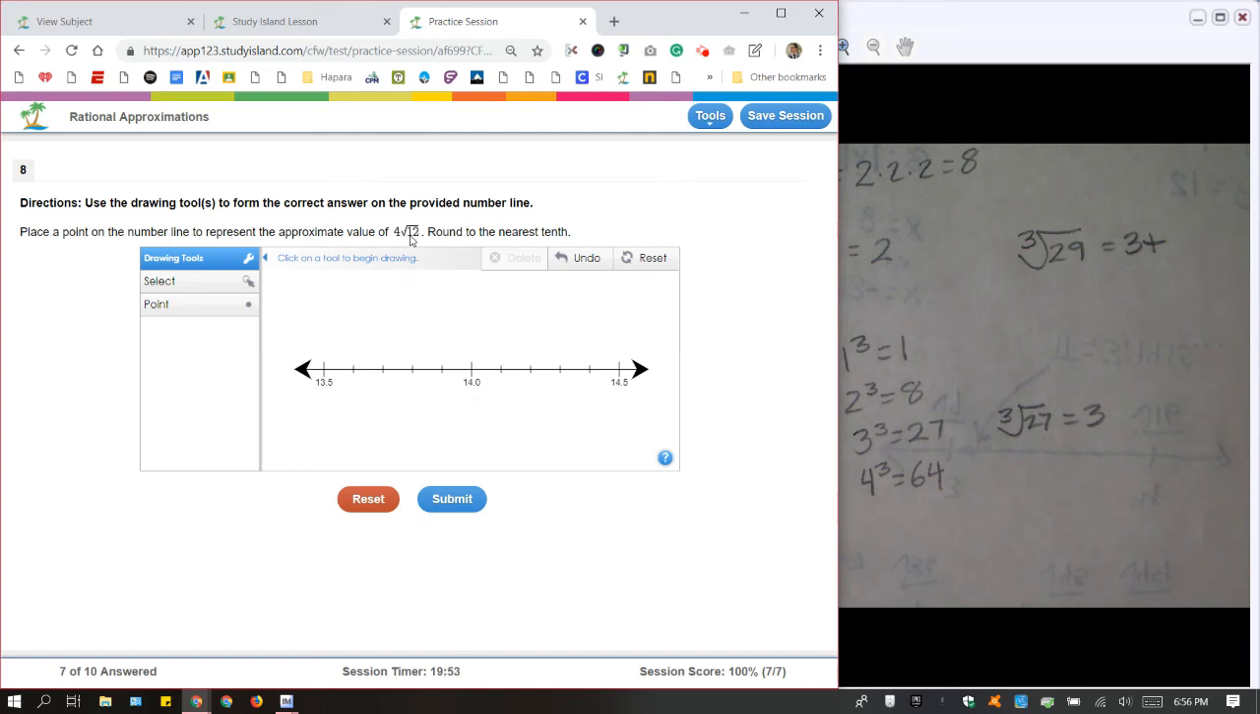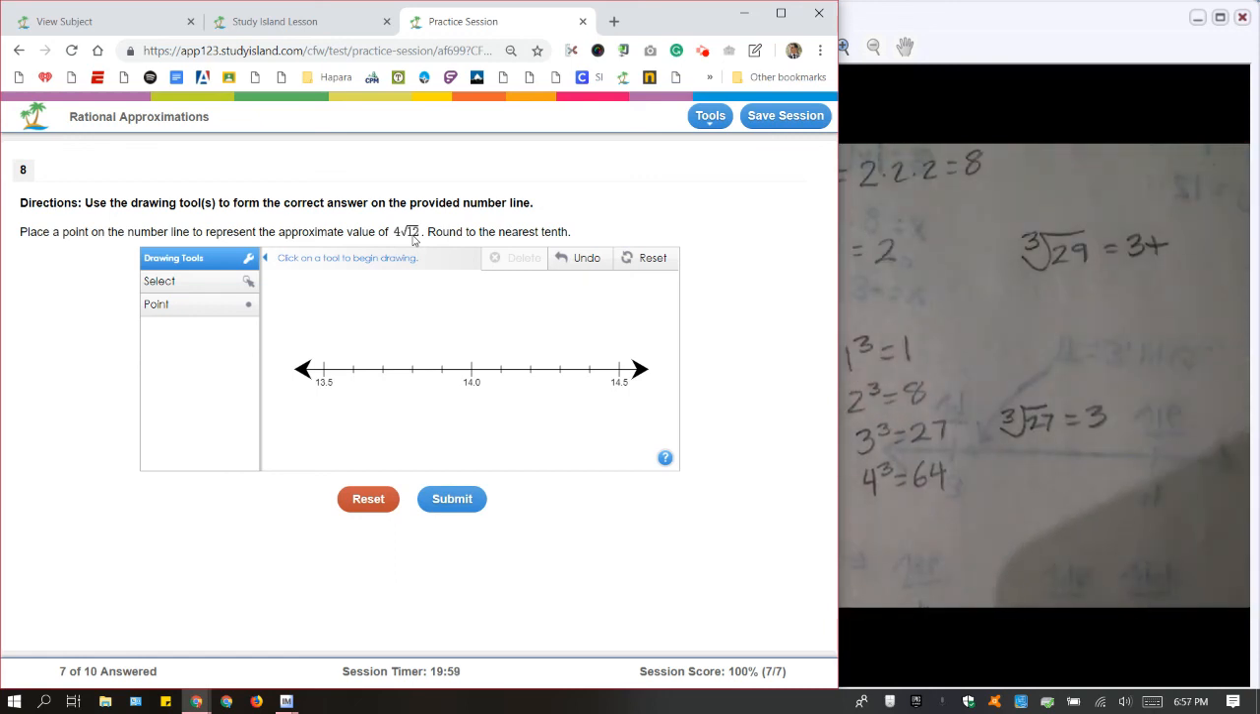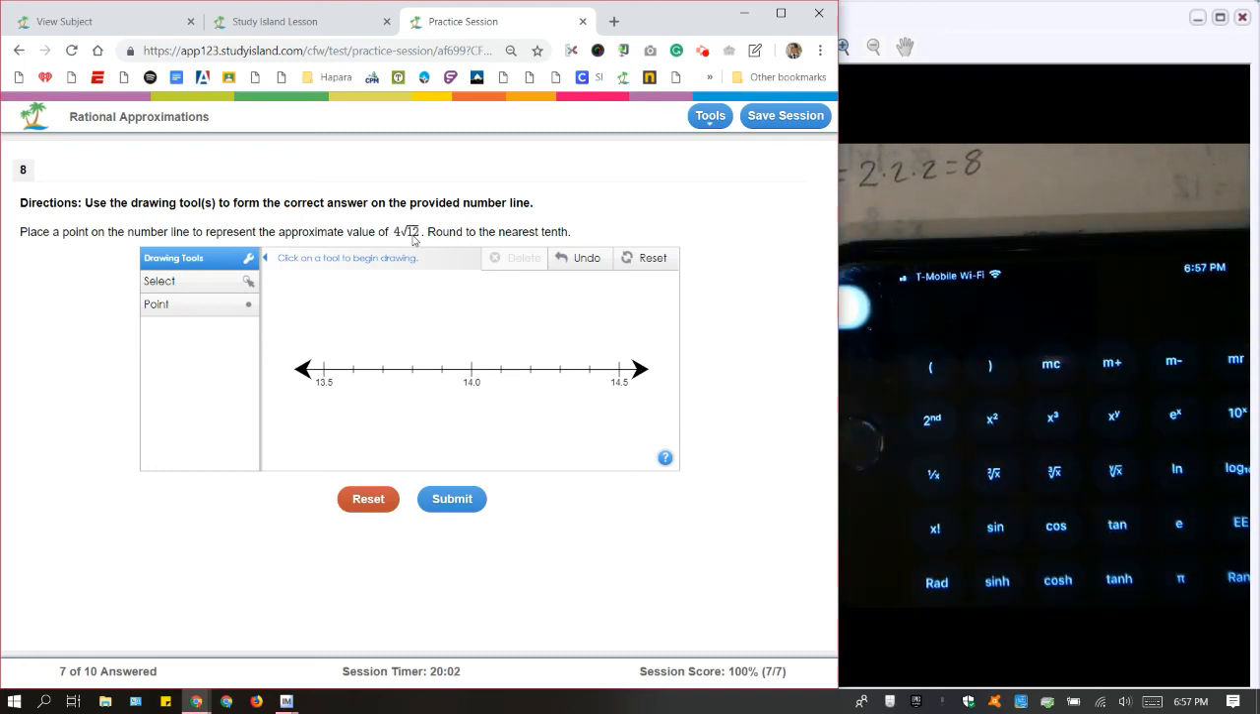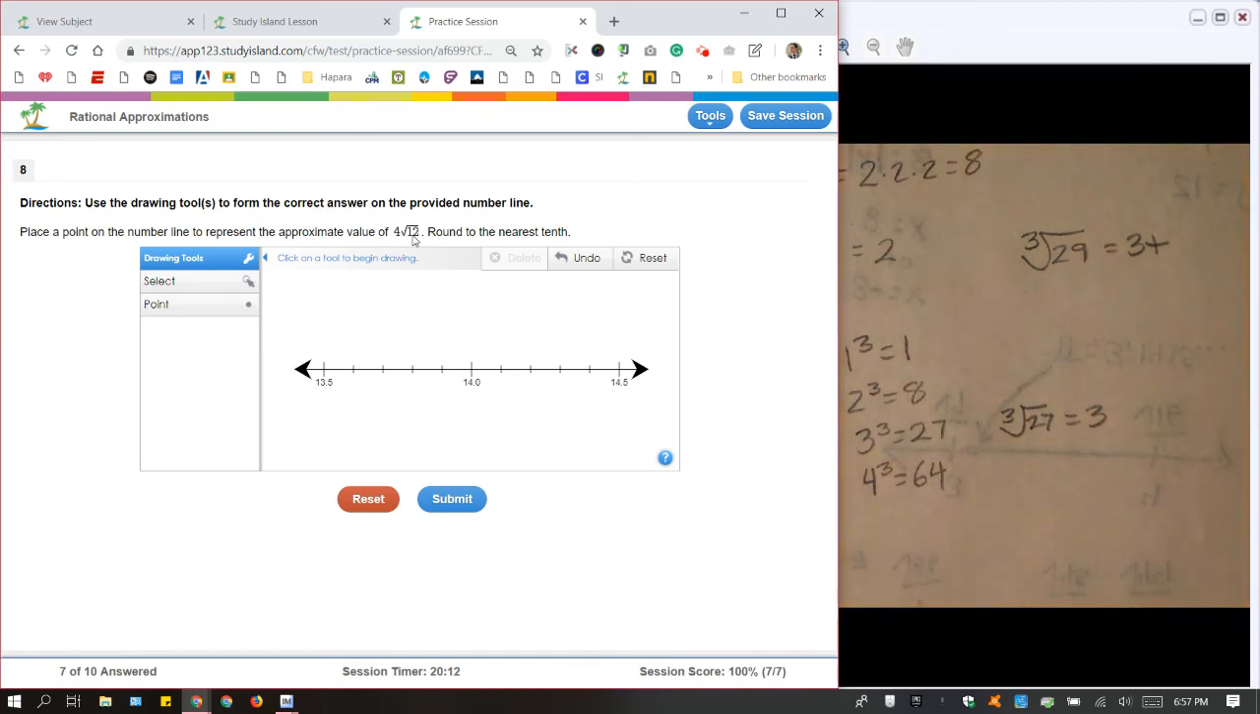Well, the square root of 12 is more than 3, less than 4. If you have 12 in your calculator and you take the square root of it, times 4, equals, you get 13.85. So again, that's just the square root of 12 times 4. 13.85 rounded to the nearest tenth is 13.9. There's 13.5, 13.6, 13.7, 13.8, 13.9.